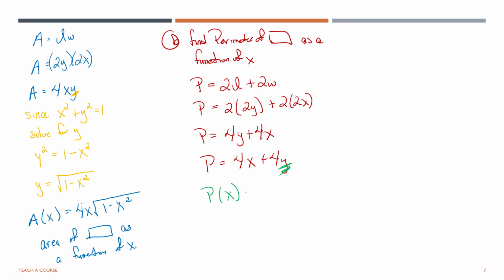And don't we already know why? Yep, right there. So your perimeter of this rectangle as a function of x is going to look like this lovely function right here. Cool? Okay. So here's the thing, if you haven't noticed yet.